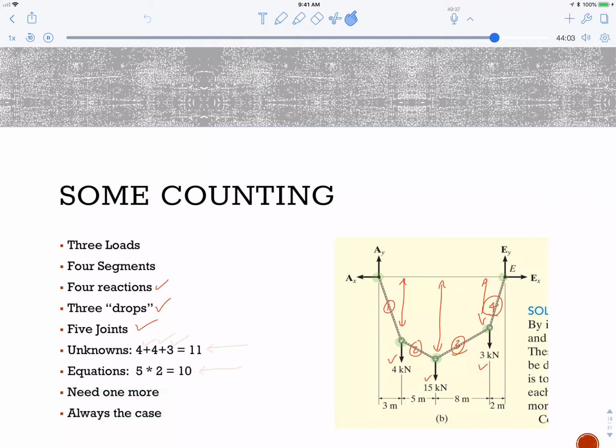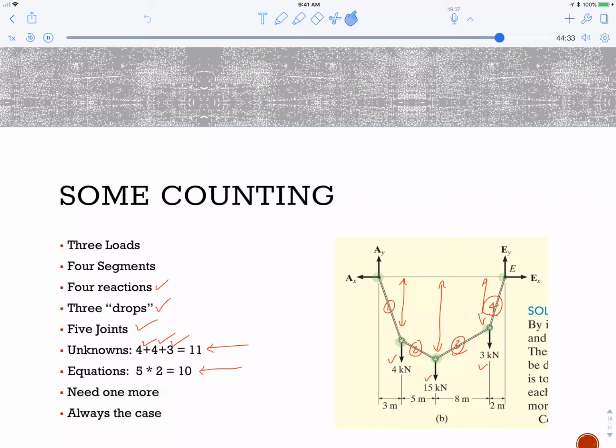So the total number of unknowns are 4 reactions, 3 drops, and 4 tensions. There's a tension in each segment of the rope for a total of 11 unknowns. And at each node, you get 2 equations: sum Fx is 0 and sum Fy is 0. And so you'll end up with 10 equations.